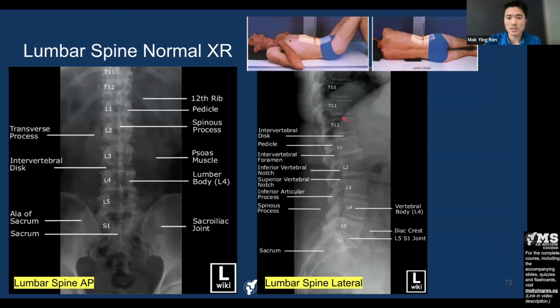Okay, and you can see the intervertebral space. Okay, you can see that here. Any loss of space would suggest that the disc is degenerated and not present, and it's almost like loss of joint space in the other joints, right? So there will be arthritic changes, but in the spine it is termed spondylosis.